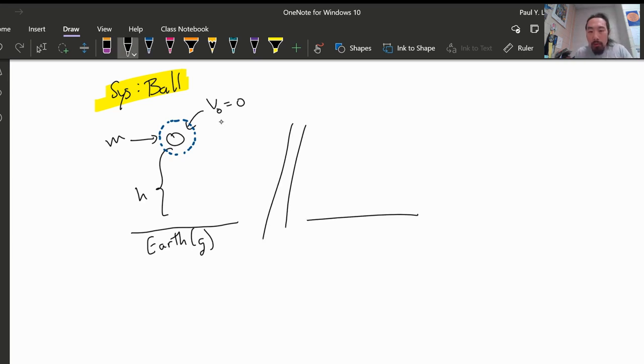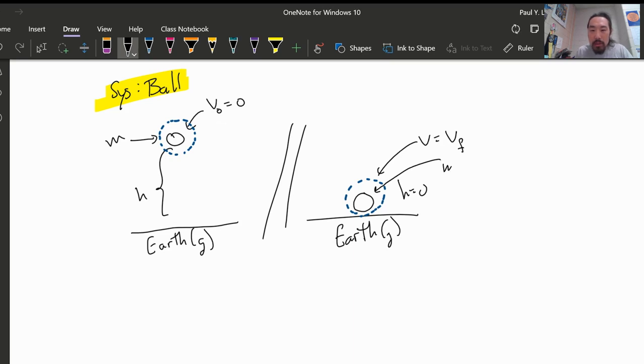Now, when that ball falls, let's say it's right there, the system is still the ball, so I'm going to do my best to not include the Earth here in my drawing. Our height is now 0, but now we are moving, right? v equals v final, and this is still the mass m.